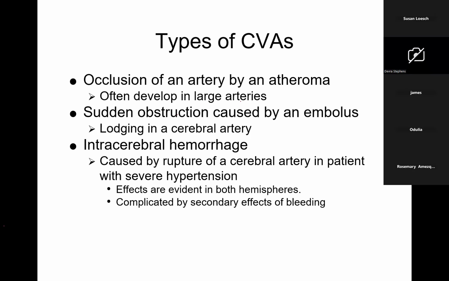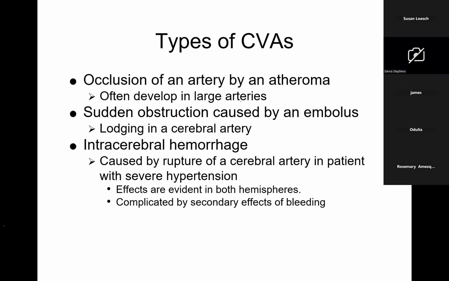Now, sudden obstruction caused by an embolus lodging in the cerebral artery is the second type of stroke. Emboli can result from materials like tumors, air, or infections. Like if someone had endocarditis, they could throw an emboli. Intracerebral hemorrhages are usually caused by ruptures of a cerebral artery in someone that has severe high blood pressure. That's the third class of stroke.